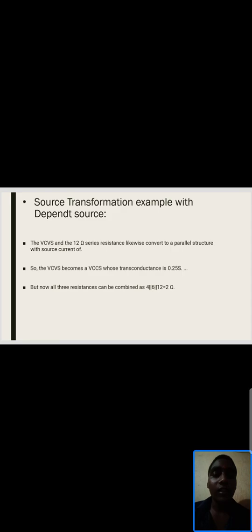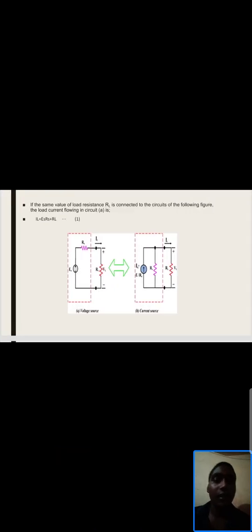Source transformation example with the dependent sources. The VCVS and the 12 series resistance likewise convert to a parallel structure with the source current. So the VCVS becomes a VCCS whose transconductance is 0.255, but now all the three resistances can be combined as the following, which will be the 2 ohms.